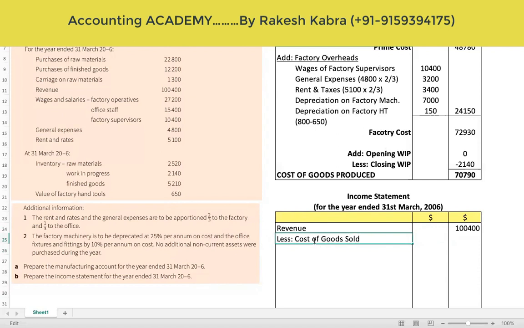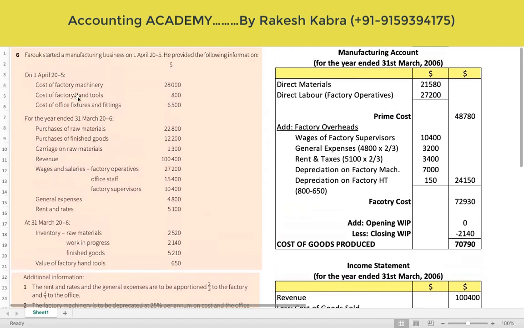And how to find cost of goods sold? First we take opening inventory of finished goods, right? Which inventory will you take? Opening finished goods. Don't take raw material or work in progress, only opening inventory of finished goods. So do we have opening inventory of finished goods in this question? No, there is no opening inventory. Only assets we have on the first day.